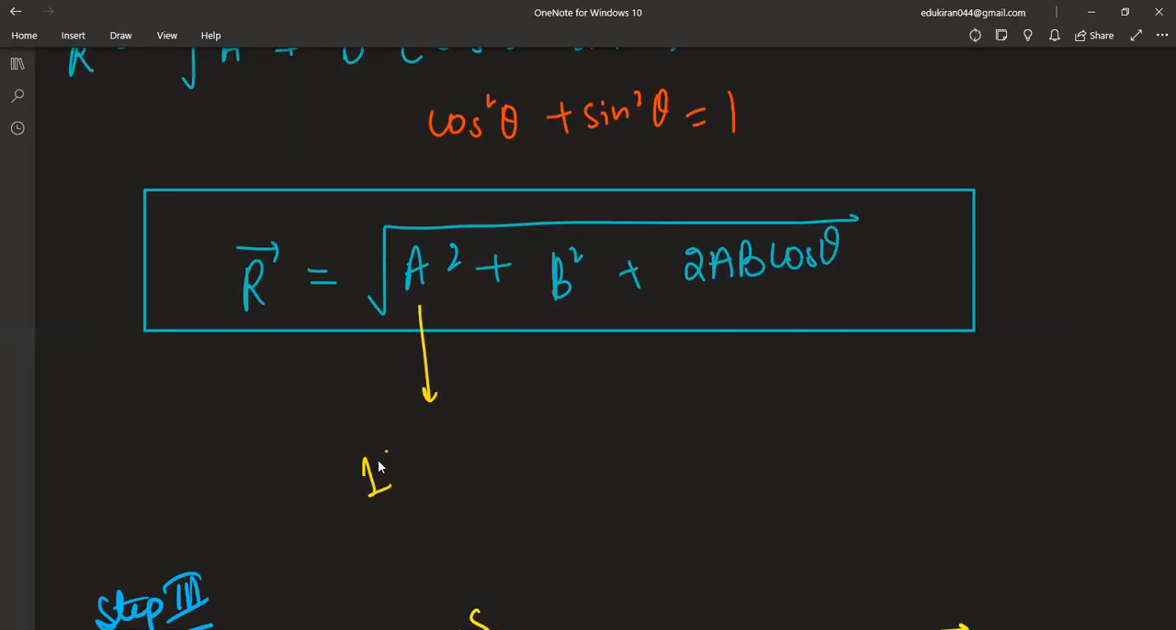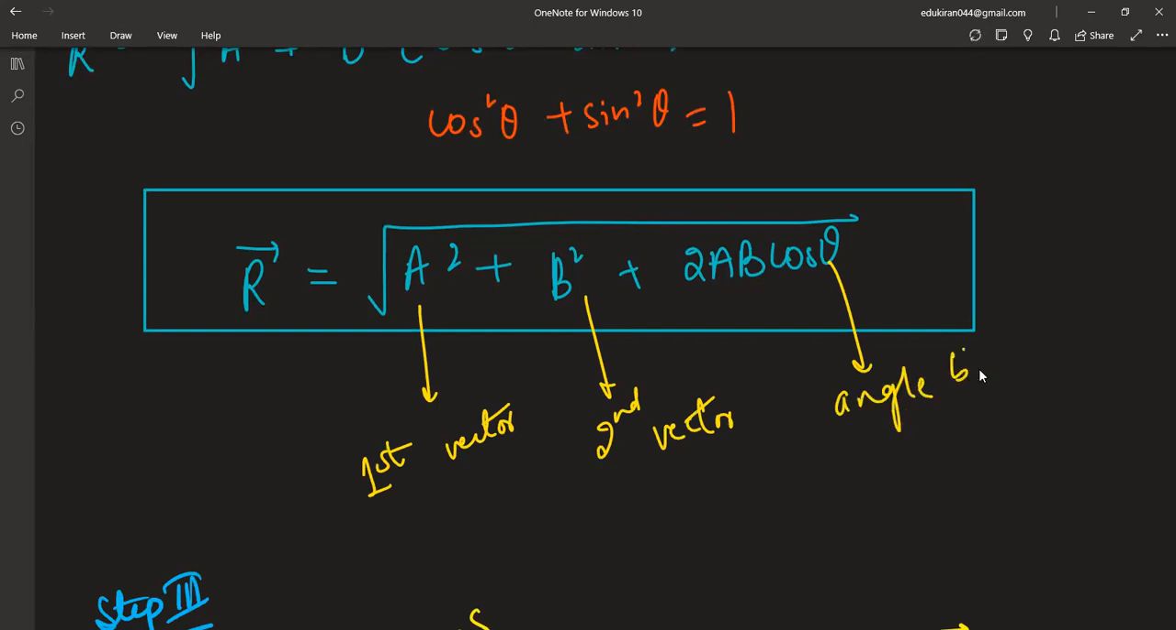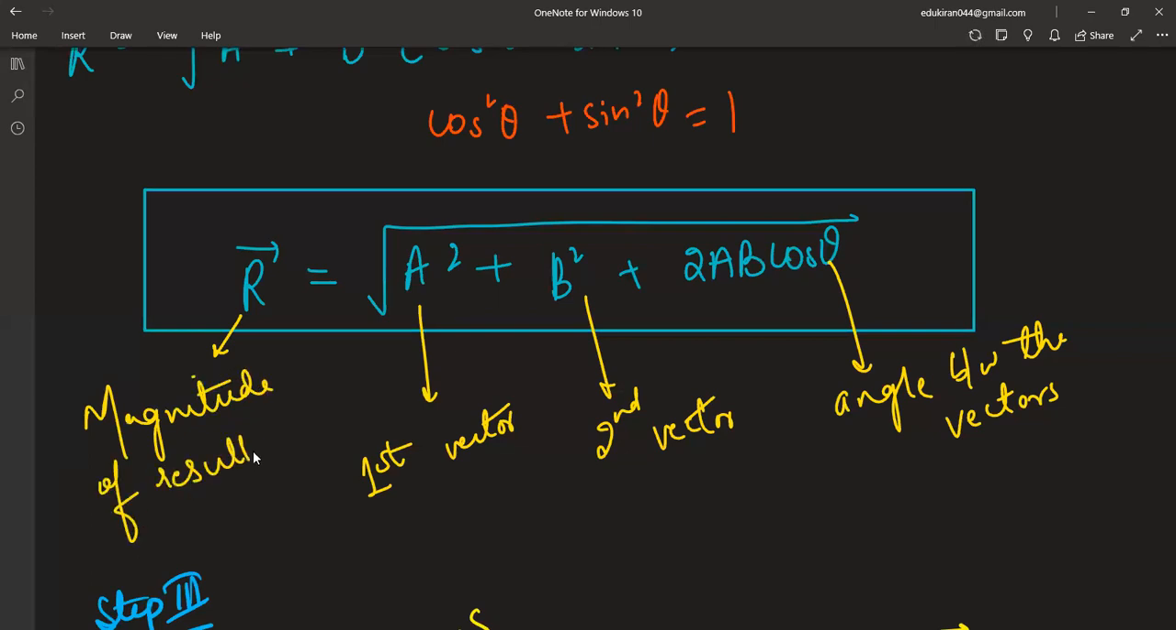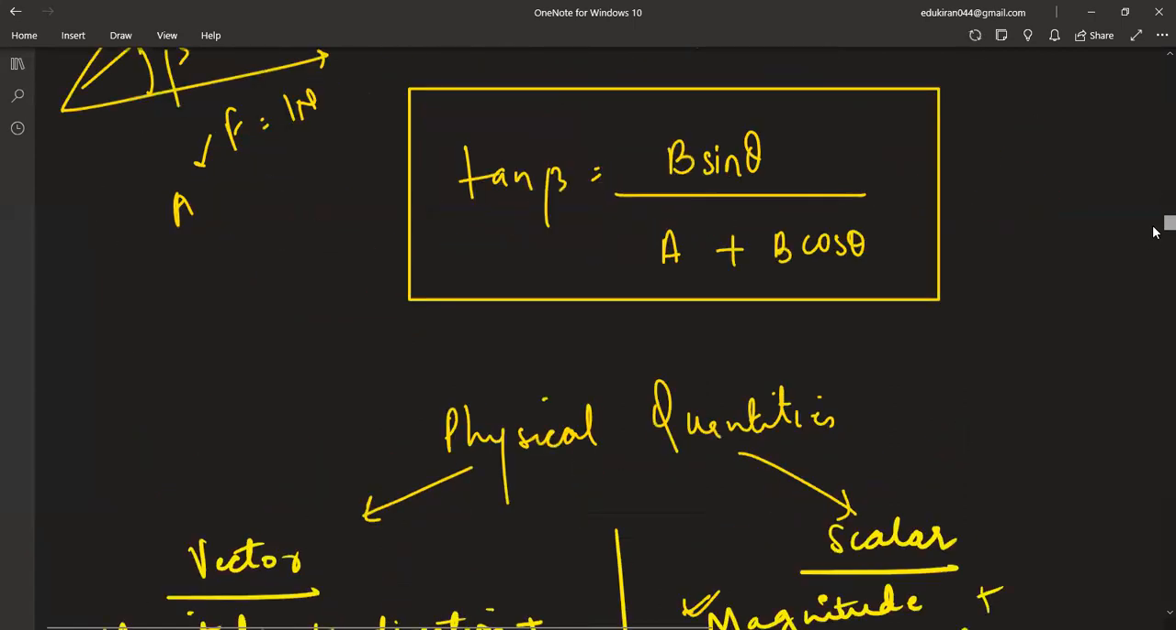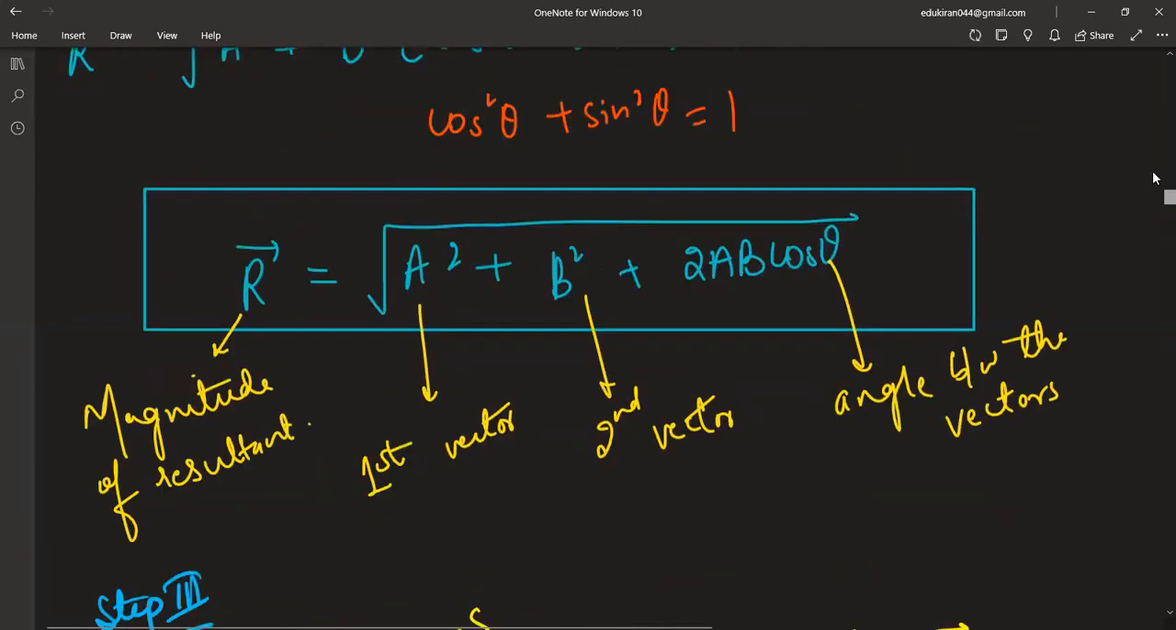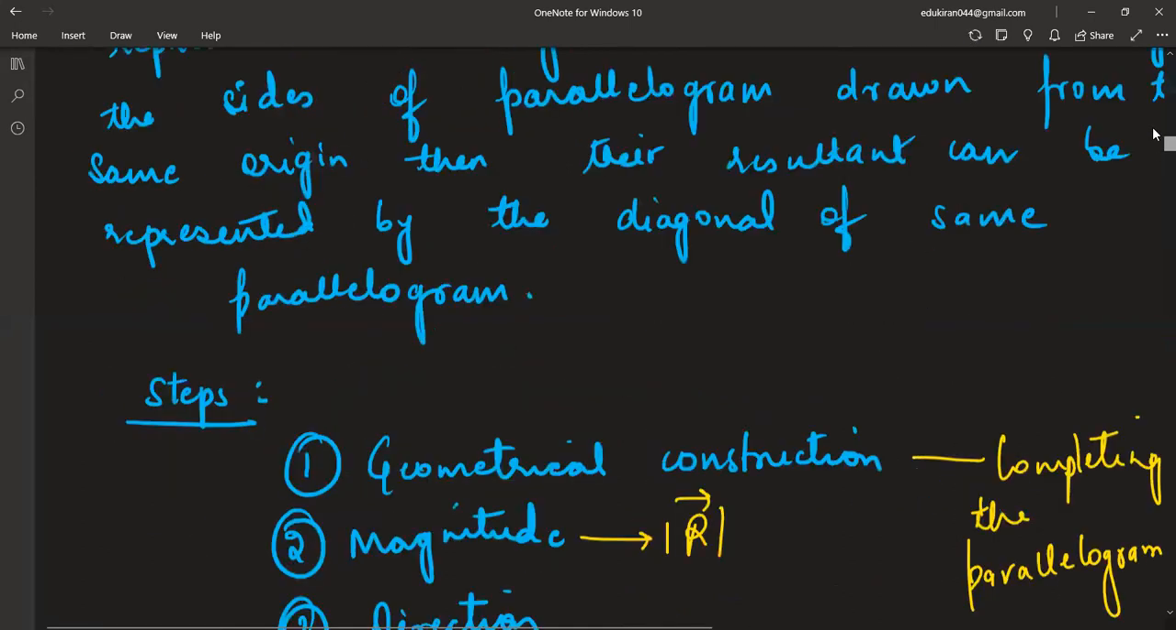This is your first vector, this is your second vector, and this is the angle between the vectors. This is the magnitude of the resultant. Fine, this you will be using in the calculations. But for the derivation, you have to do the entire thing.